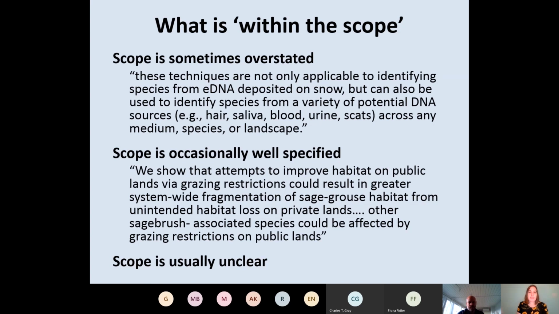We show that attempts to improve habitat on public lands via grazing restrictions could result in greater system-wide fragmentation of sage-grouse habitat from unintended habitat loss on private lands. And it goes on to say, other sagebrush-associated species could be affected by grazing restrictions on public lands. So it's basically saying, I'm making this specific claim about sage-grouse in this specific context, but you might also find similar results for other species of this type.